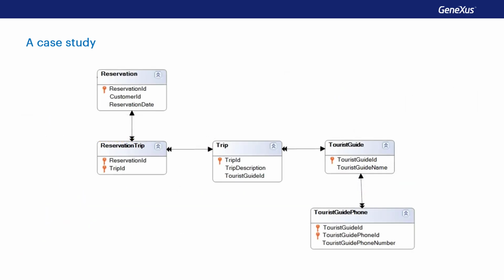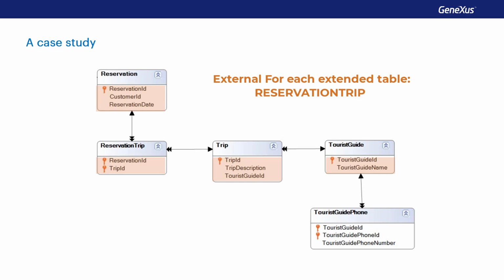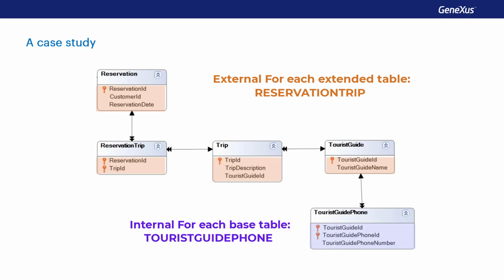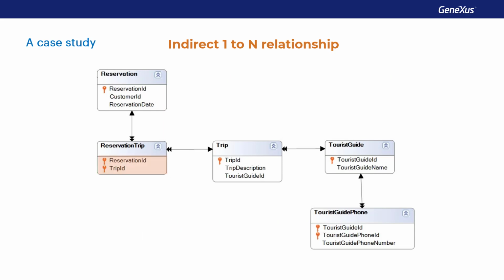GeneXus looks for a relationship between the extended table of the external for each command and the base table of the nested for each command. It's another way of looking for a one-to-n relationship, although in this case, it's an indirect one. If each reservation trip has a tourist guide ID, and in the table to be navigated, there's also a tourist guide ID, then GeneXus understands that they'll be the same due to the relationship between them. That's why it'll make a join.